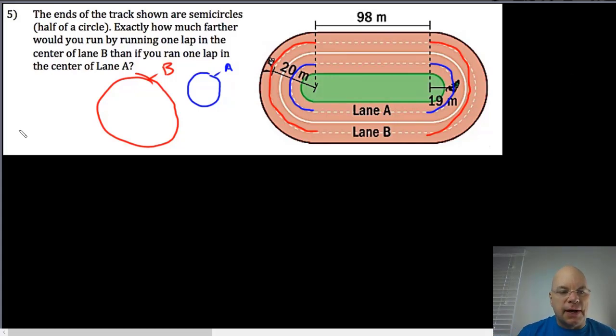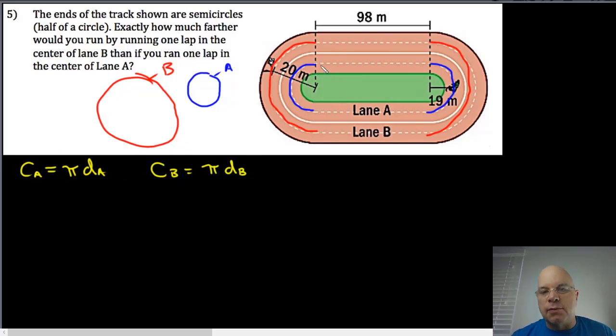To do that, first we need to find the circumference of circle A, the smaller circle, and that's equal to pi multiplied by the diameter of circle A. And then we need to find the circumference of circle B, and that's equal to pi multiplied by the diameter of circle B. And then the difference between those two circumferences will be the difference in the amount that they run in one lap, because they run the same exact amount when they're running on the straight sections.